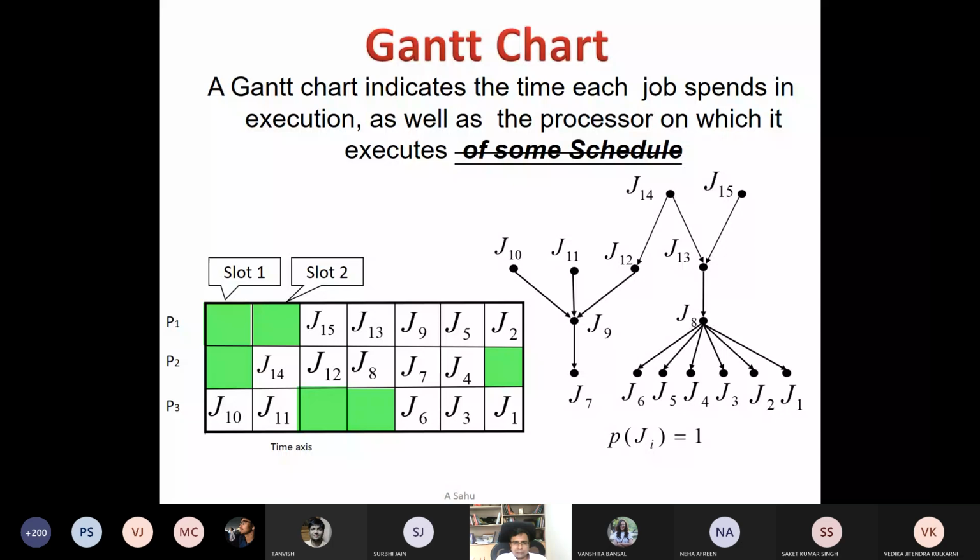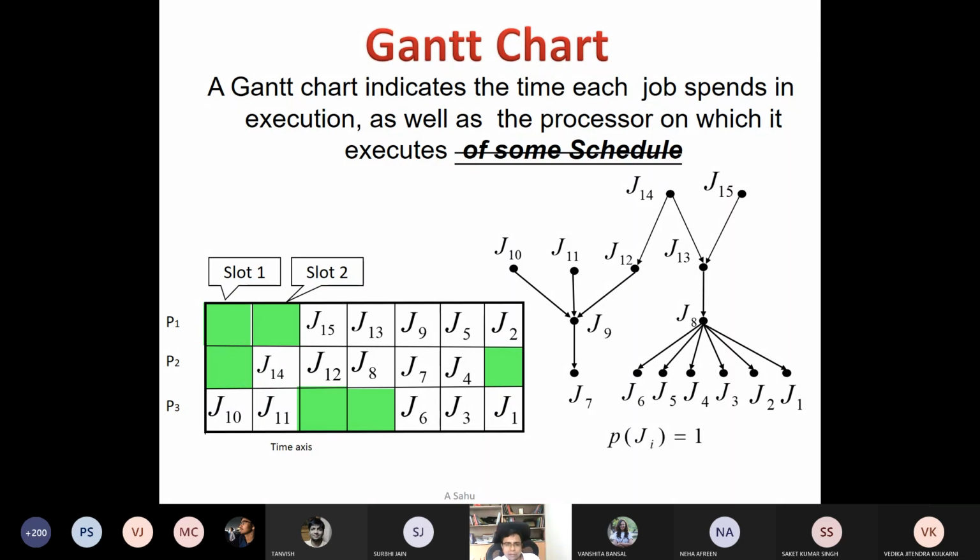So what is a Gantt chart? In the OS book, we have read about the Gantt chart. A Gantt chart indicates the time each job spends in execution as well as the processor on which it executes. It describes the allocation, and it also describes the scheduling. We have read this in the OS course. It is shown for some schedule.